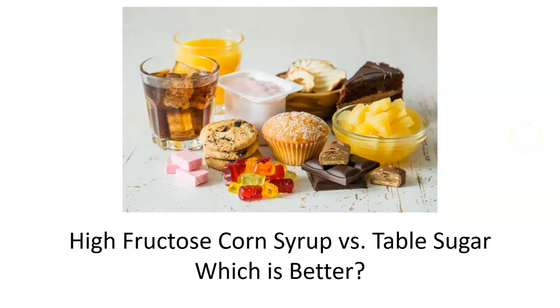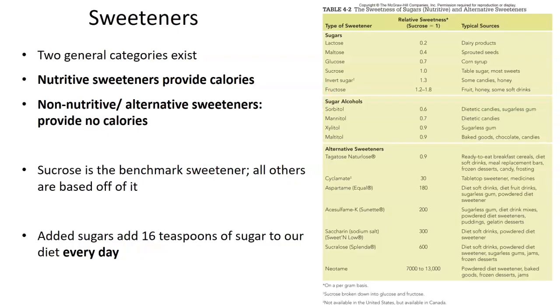Hello everyone. In this video lecture, we'll be discussing high fructose corn syrup versus table sugar, which is better for you. All right, so when we talk about high fructose corn syrup or table sugar, what we're really talking about is sweeteners. Now, there's a table in your book which breaks down the different types of sweeteners that are out there.